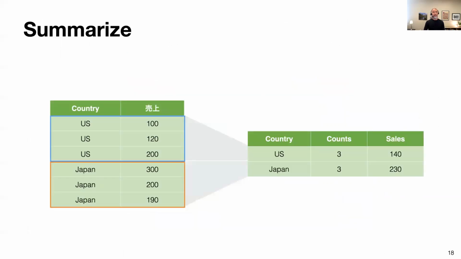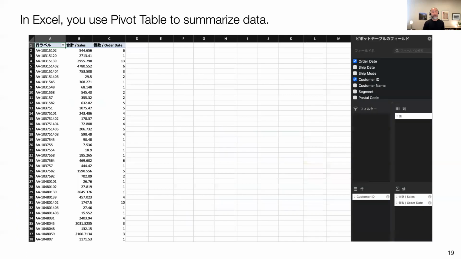Okay, and summarize is something many of you are probably familiar with. Let's say you have the original data on the right-hand side, with 3 rows for the US and 3 rows for Japan, and you want to aggregate or summarize so that you have 1 row for each country, US and Japan. You might use the sum function to add up all those numbers, or count the number of rows. Typically in Excel, you use something called a pivot table to summarize the data.